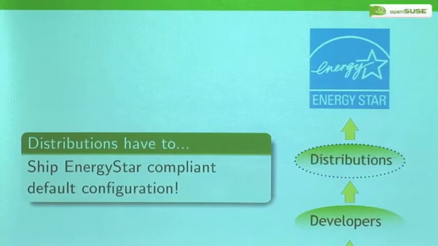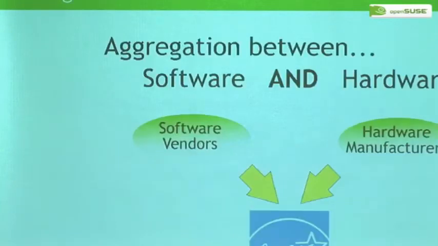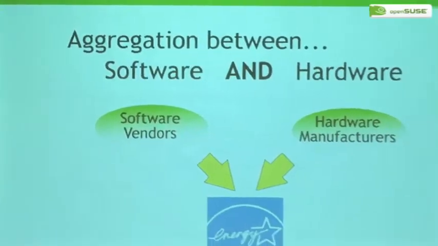And you can see from bottom to top, all parties are involved. And the distributions, if they do not do their job right, they can break the whole stack and can destroy the work of developers, manufacturers, whatever. So that's actually a very important point.